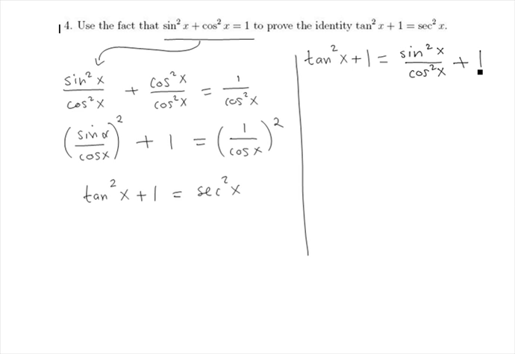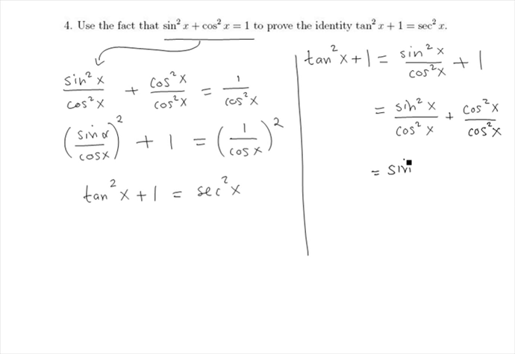To simplify the expression on the left, we can find a common denominator. The first fraction has a cosine squared in the denominator. If we're going to add that to 1, we also need a cosine squared in that denominator, so we multiply the top and the bottom by cosine squared. Now they have a common denominator.